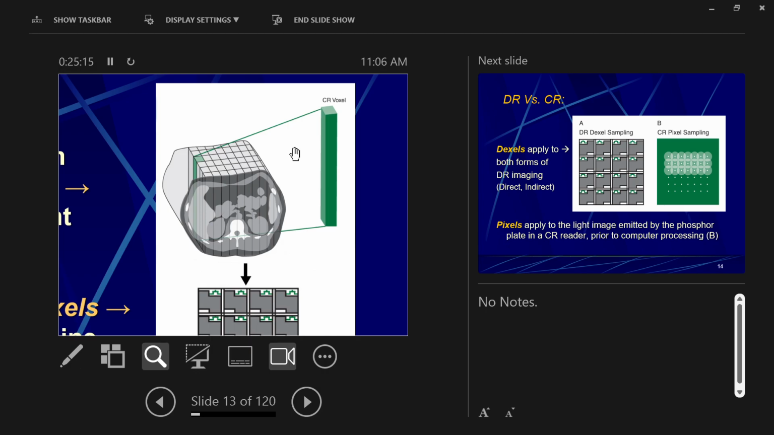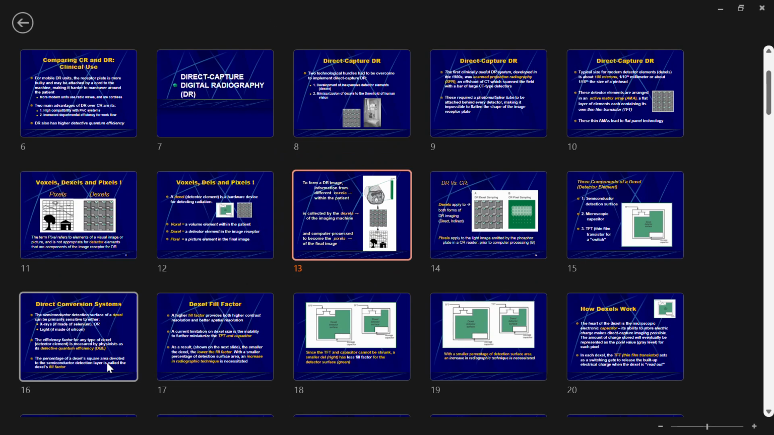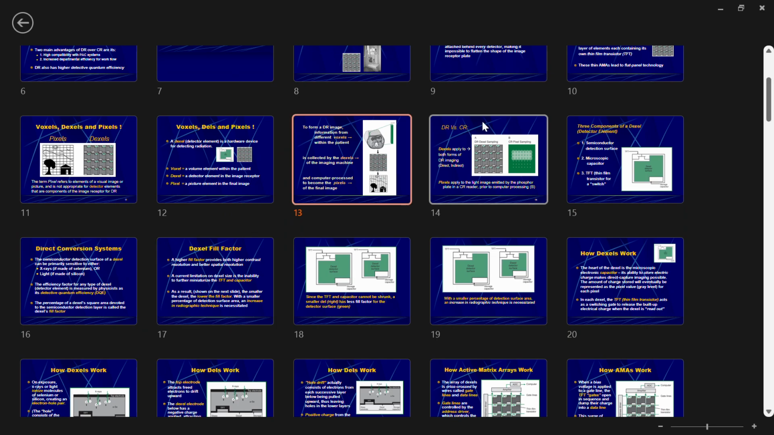So that's a voxel. Don't worry too much about the voxel. Just remember that each pixel of the image you see displayed on the computer screen corresponds to 1 column of tissue in the patient, and the radiation had to pass through that column of tissue to expose the dexel. For whatever reason, people like to name things in goofy ways, so we had voxel, dexel, and pixel, all very similar to each other. Try to work on remembering the difference.